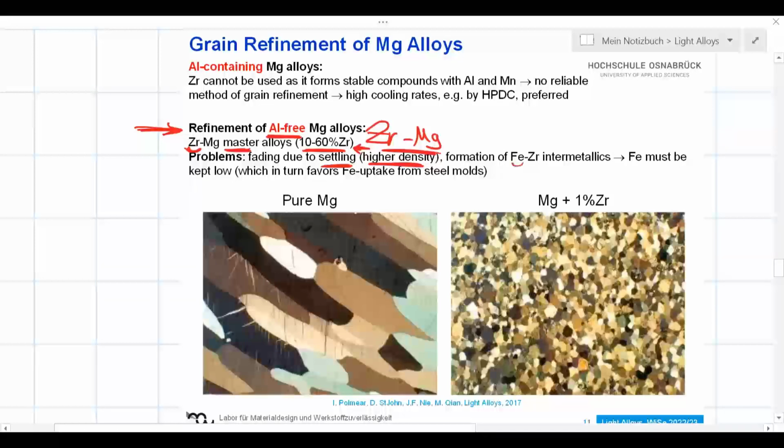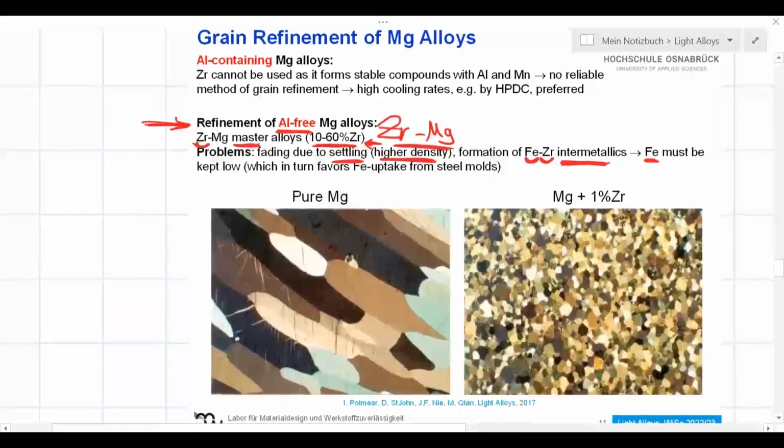Another challenge is if the alloy contains some iron, it is going to combine with zirconium and give us some intermetallics, right? So this is also something to think about. It makes sense to go to low iron magnesium alloys. So if the amount of iron is reduced, this problem is not going to be a serious one. But if the amount of iron is reduced, we get a problem during casting, during die casting. The dies we are using, they are out of steel.